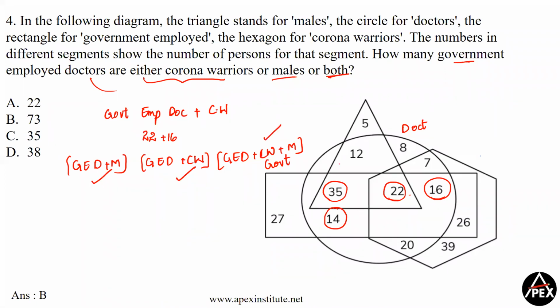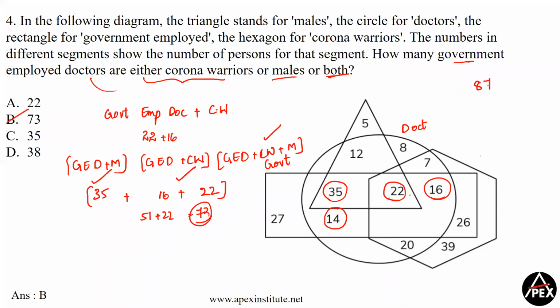Government employed doctors who are males, how many do we have? 35, right? Now, how many government employed doctors are corona warriors? 16. How many government employed doctors are corona warriors and males? 22. So 35 plus 16 is 51, and 51 plus 22 is 73. So 73 should be the answer for this question.